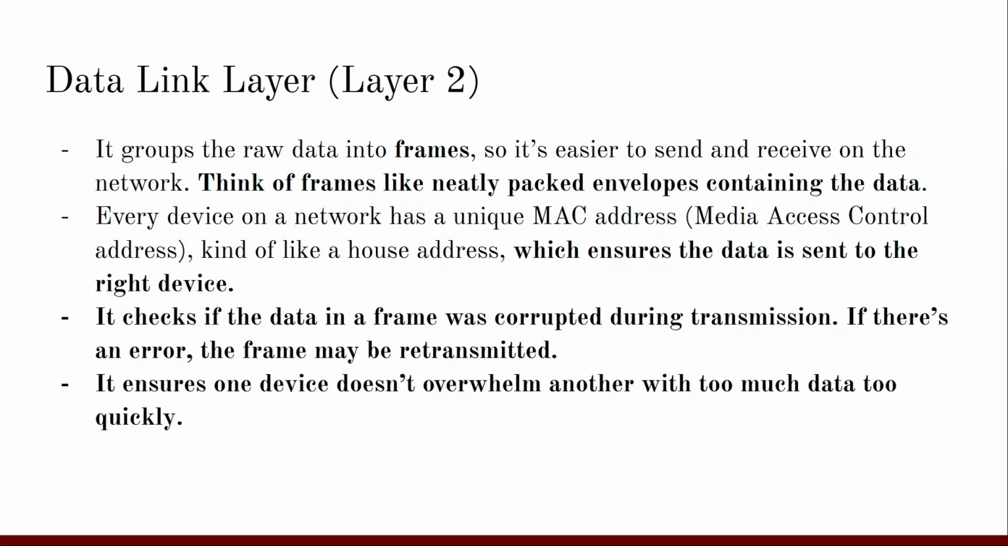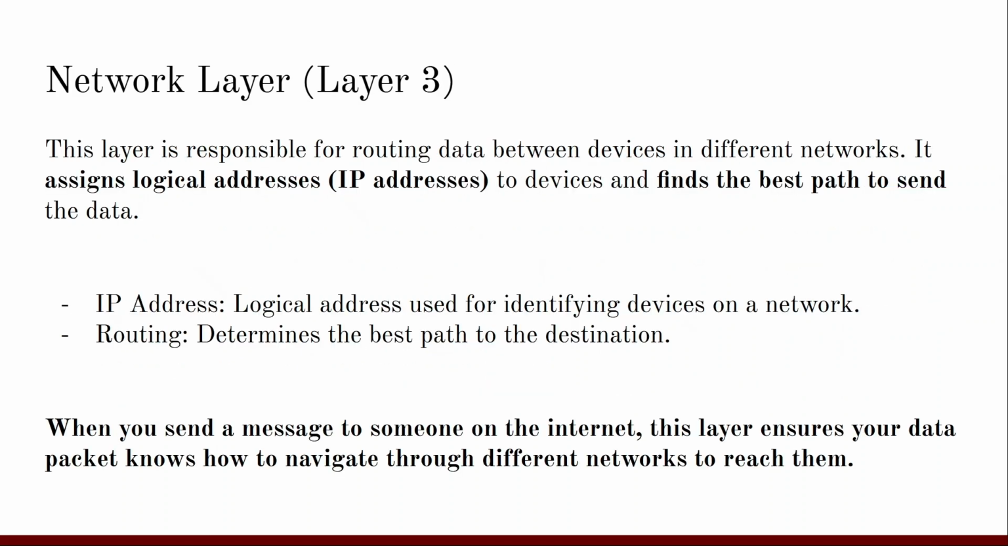All right. So in the third layer, we have logical addresses, that is IP addresses. Each device will have an IP address, and it can be uniquely identified on a network. We also determine the best path to the destination on this layer. So when you send a message to someone on the internet, this layer ensures your data packet knows how to navigate through the different networks to reach them. This layer is responsible for that kind of functionality.